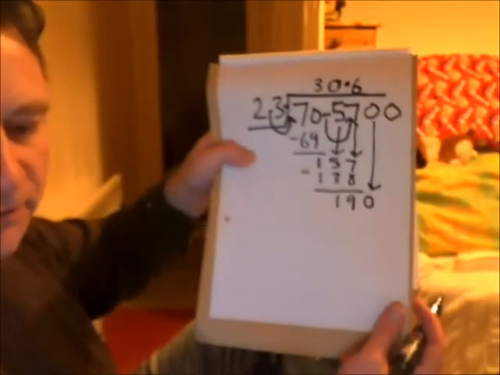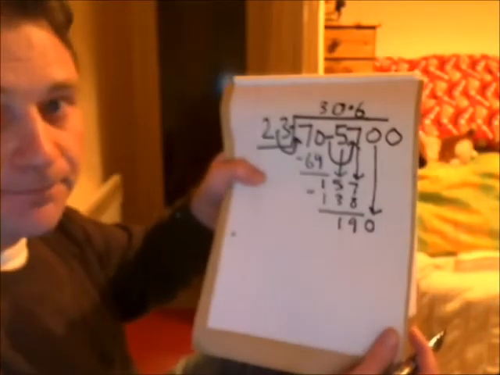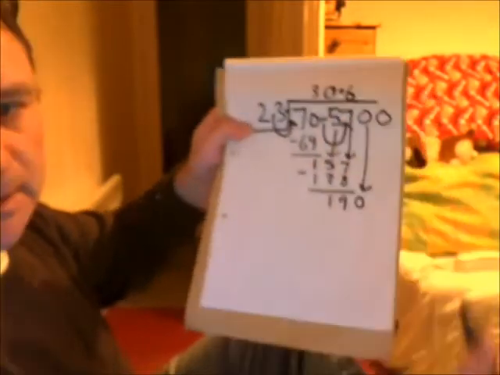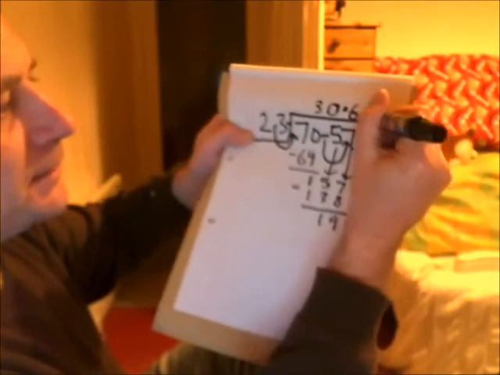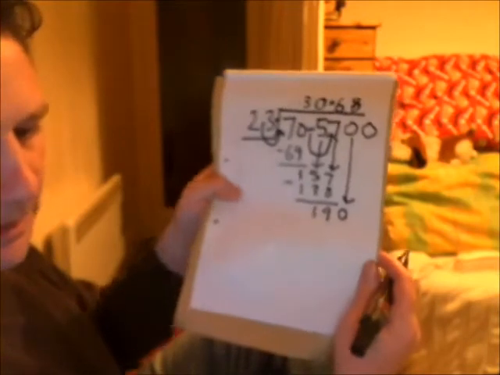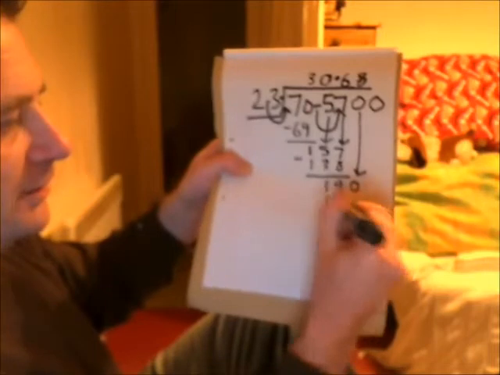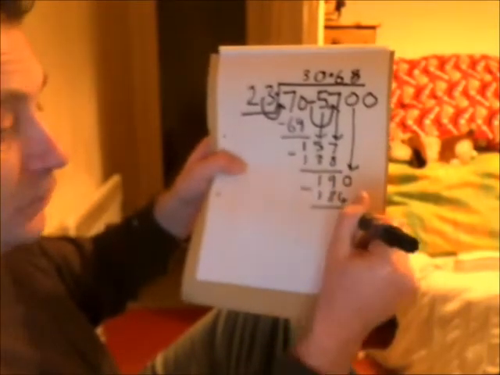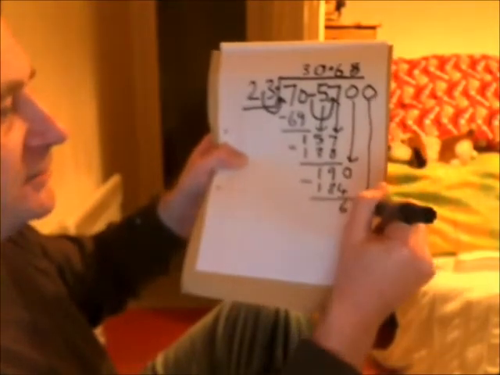You've got to ask yourself now, how many times does 23 go into 190? It goes in 8 times. Excuse my writing there. And of course that is 184. 190, take away 184 will leave you with 6. Right, and the final 0 I'm going to bring down.